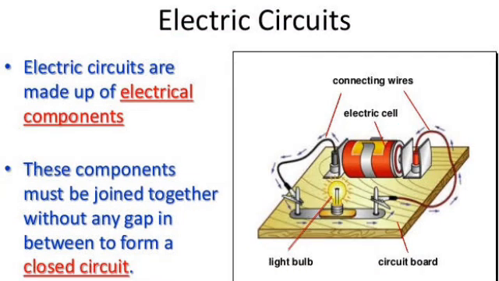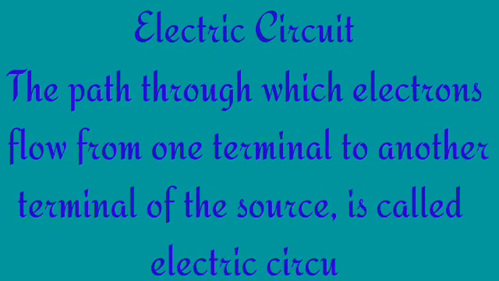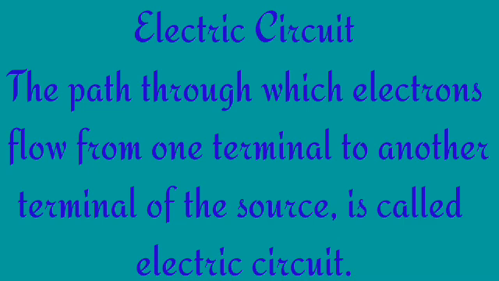Electric circuits. Already we learned that when two oppositely charged spheres are connected by a metal wire, electrons flow from the sphere which is at lower potential to the sphere at higher potential. Similarly, if two terminals of a battery which are at different potential are connected by a metallic wire, electrons will flow from negative terminal to positive terminal. So, the path through which electrons flow from one terminal to another terminal of the source is called an electric circuit.